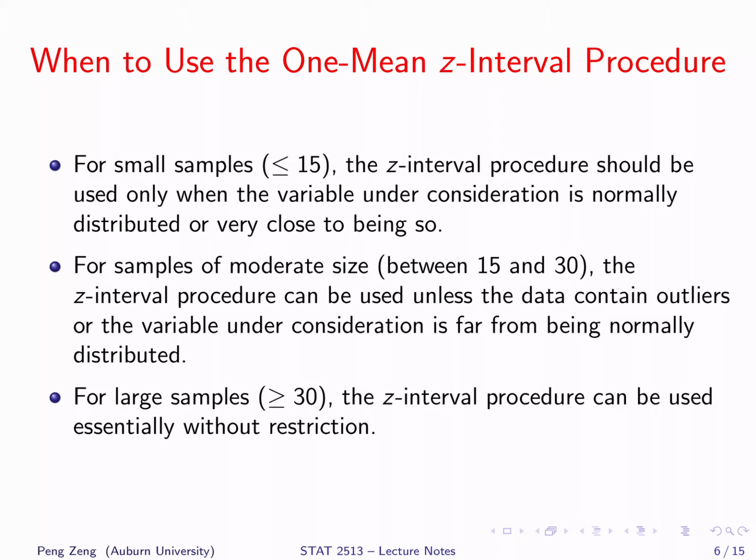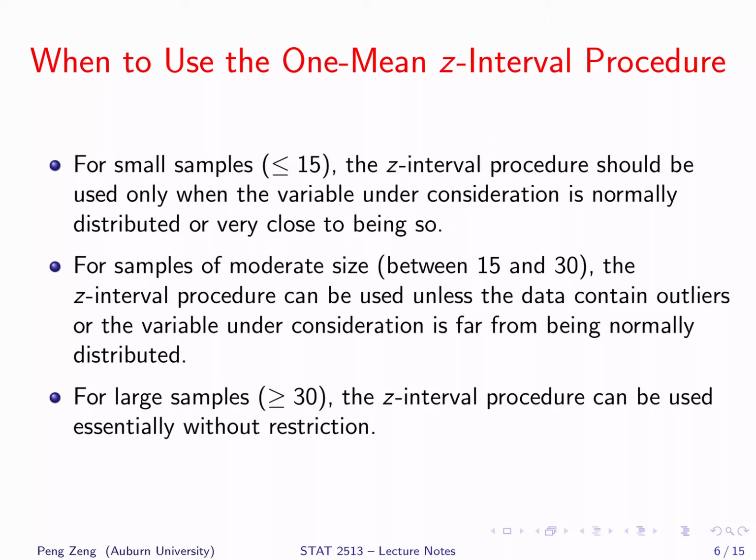Here we want to point out the influence of outliers. Notice that the sample mean is not robust to outliers. The existence of outliers may change the sample mean dramatically. Therefore, we should not use the z-interval procedure if there exist outliers when the sample size is moderate.